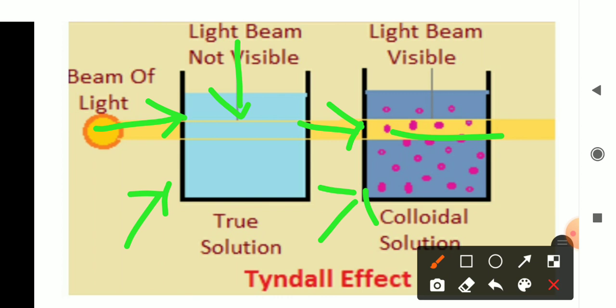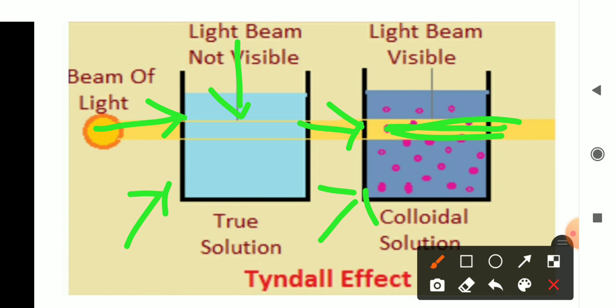It is due to what? Listen very carefully. The path of light is visible to us because the colloidal particles are there. Those particles have the ability of scattering the light in various directions. When we have colloidal particles in a solution, those particles scatter the light in various directions. And because of the scattering of light, the path of light is visible to us, and this effect is called the Tyndall effect.